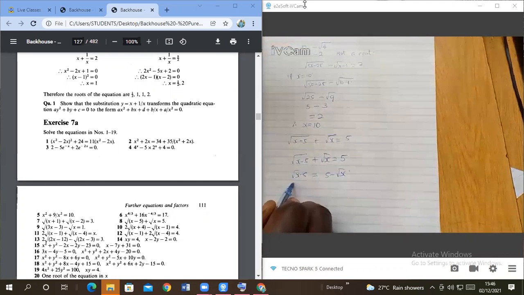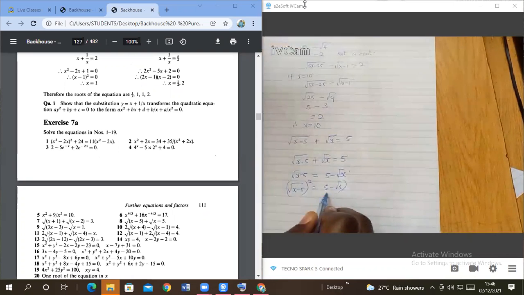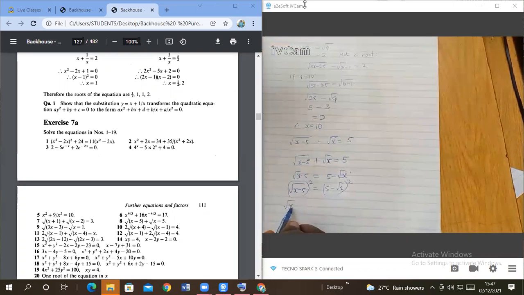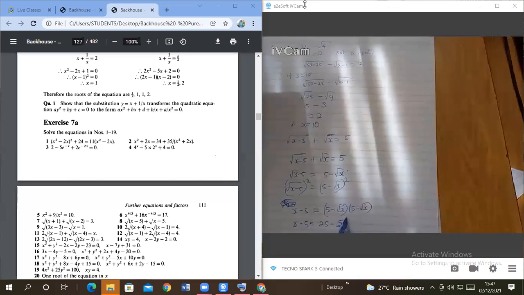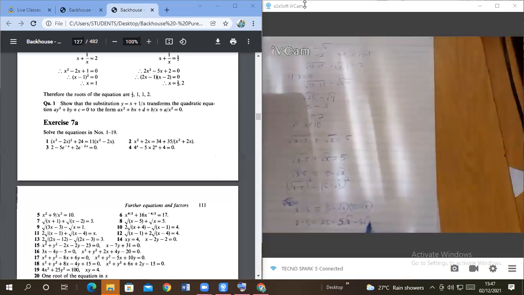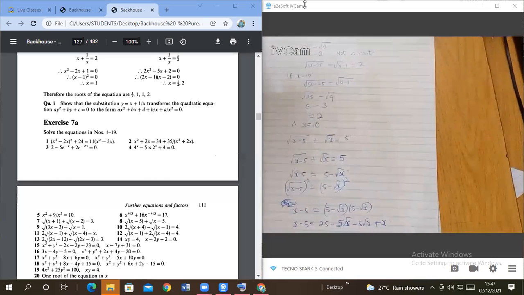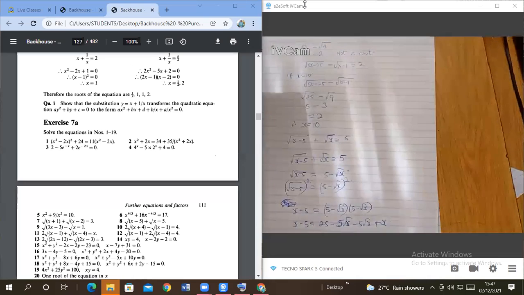Now we square both sides. We shall have root of x minus 5 squared is equal to 5 minus root of x also squared. So x minus 5 is equal to 5 minus root x multiplied by itself. When we open this, we have 25 minus 5 root x minus another 5 root x plus x. So x minus 5 is equal to 25 minus 10 root x.